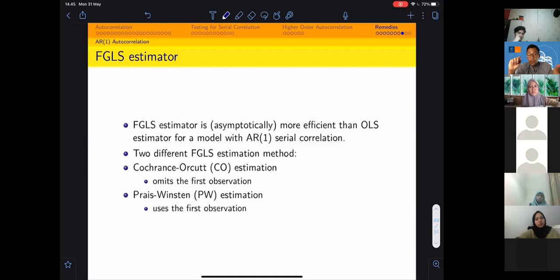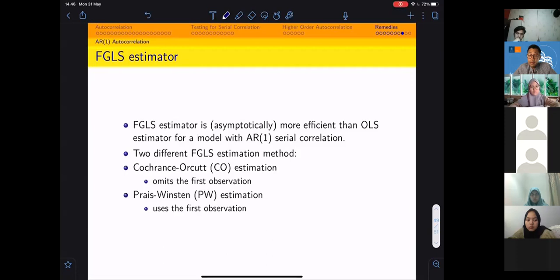And there are two different FGLS estimation methods. We have the Cochrane-Orcutt, or CO, estimation. In the Cochrane-Orcutt estimation, you omit the first period observation. Why do you omit the first period observation? Because there is no Y_{t-1}. So the Cochrane-Orcutt estimation basically gets rid of the first observation.